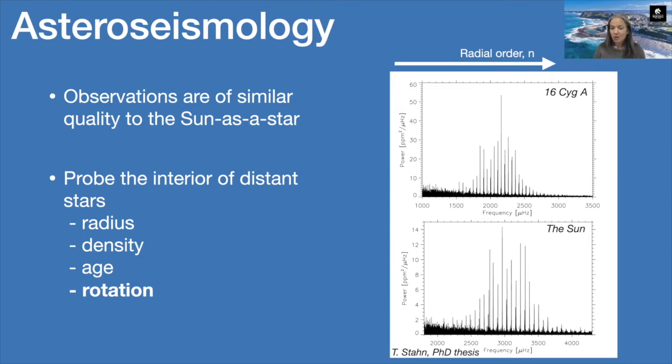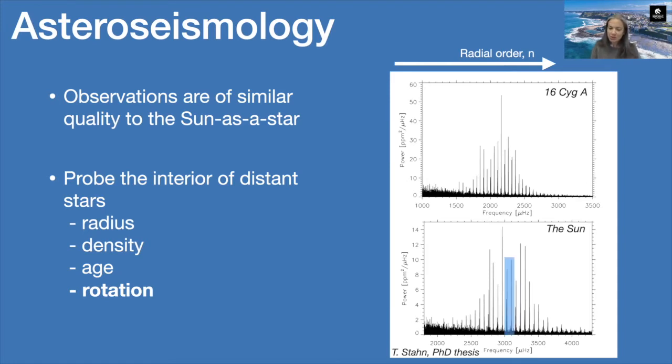Now, the radial order roughly increases with frequency. So higher frequencies are more sensitive to the surface of a star and lower frequencies are more sensitive to the core of the star. And so we can use these modes to look at characteristics of the stars: we can measure their radius, we can look at the average density, we can even infer their age, and most importantly for us is to look at the rotation.